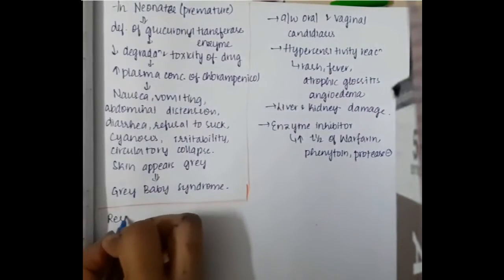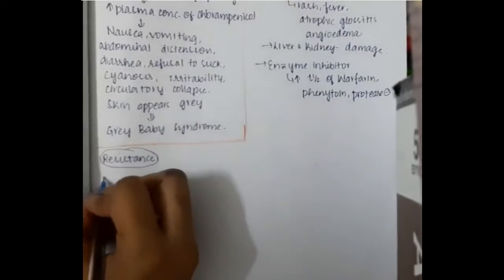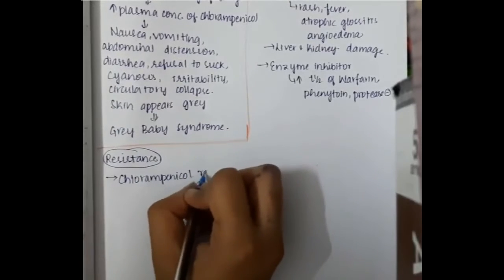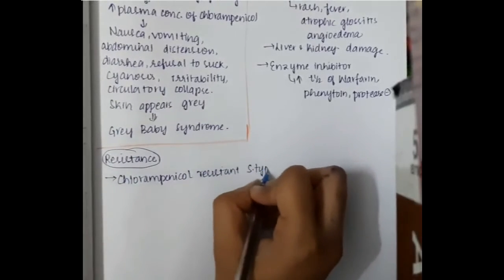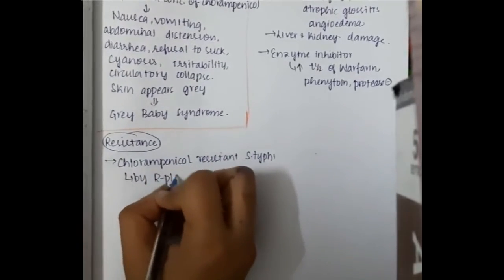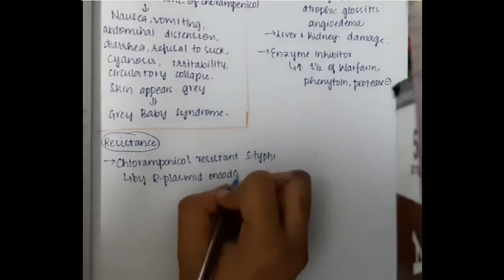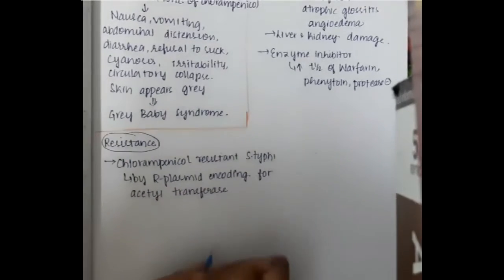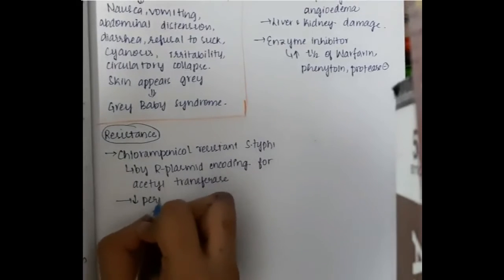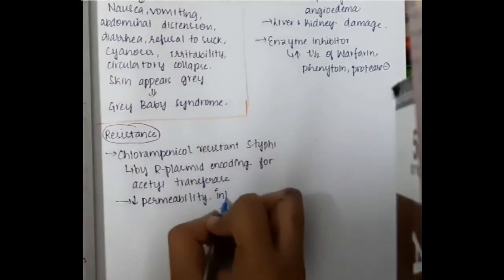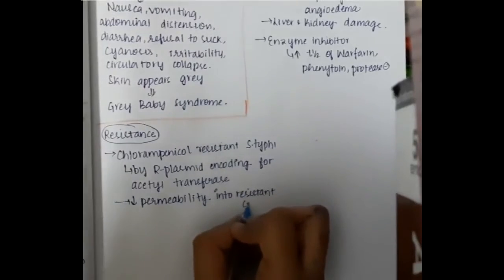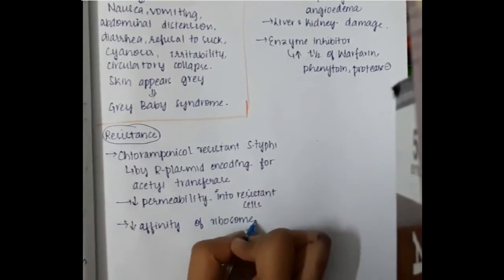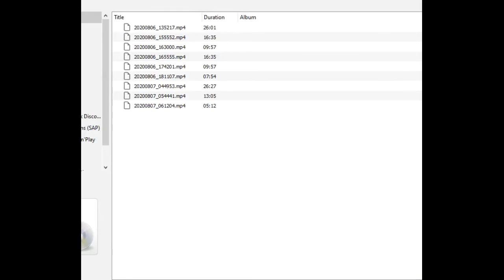If we see the resistance, it causes resistance in chloramphenicol resistant Salmonella typhi. This resistance occurs by an R plasmid encoding for acetyl transferase. This resistance decreases permeability into the resistant cells and also decreases the affinity of the ribosome. So these are the important points about chloramphenicol.